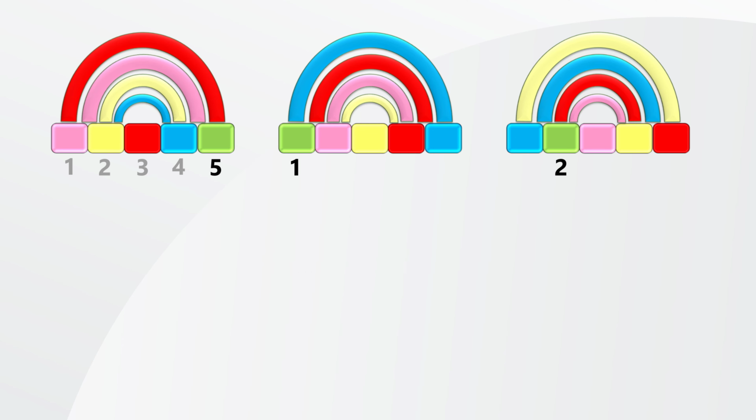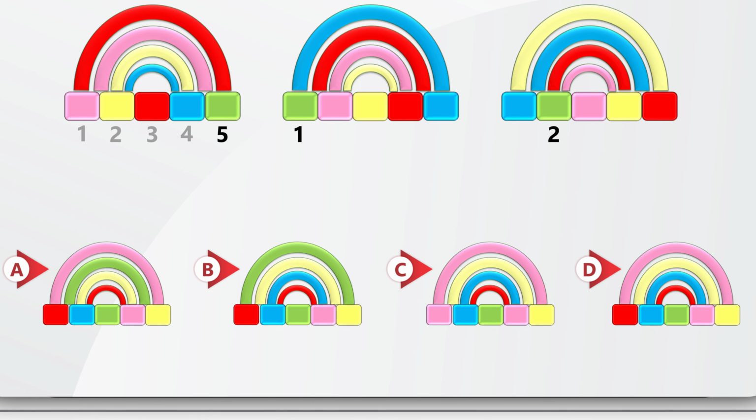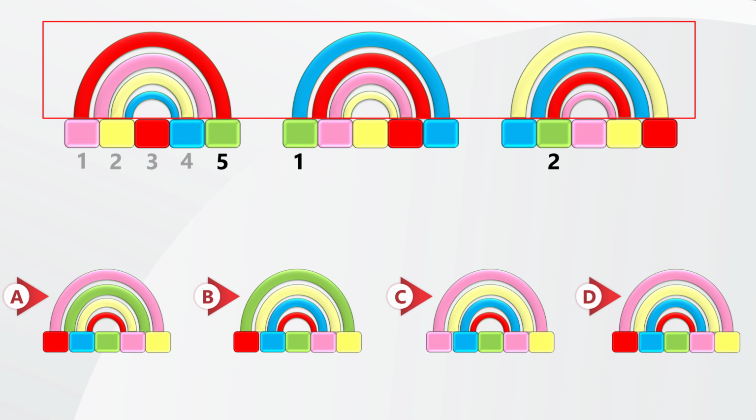If you look at the possible choices, you see that in all 4 choices, choices A, B, C, and D, the green square is in the middle. So this is not much help. This is why, to get to the correct solution, we need to focus on the top sections of the rainbow.